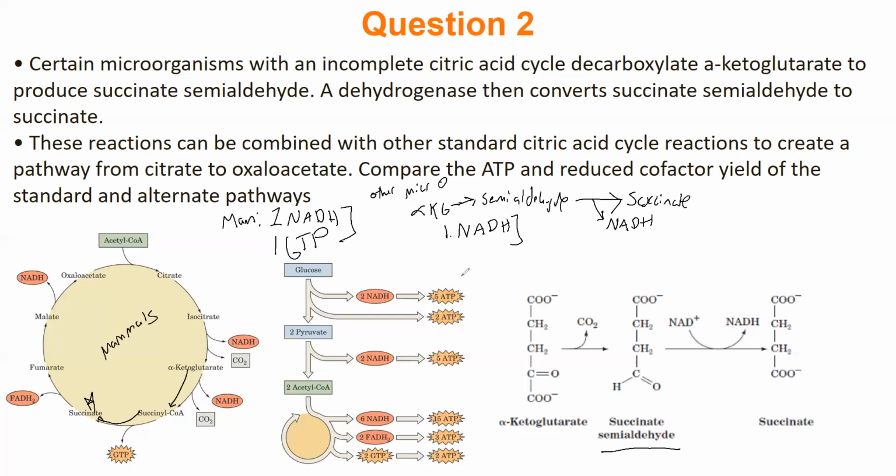And that's why it's kind of called an incomplete citric acid cycle. These organisms aren't getting as much energy out of the citric acid cycle as we are, because they just have a different enzyme there to make succinate semi-aldehyde. So any questions about that idea or what that question was asking there?